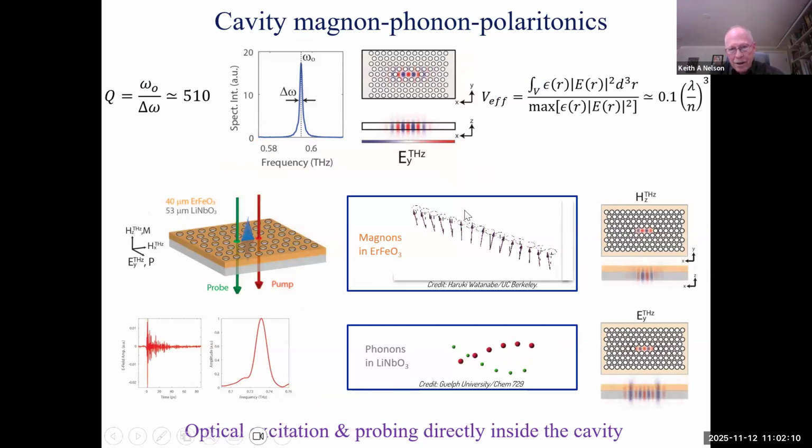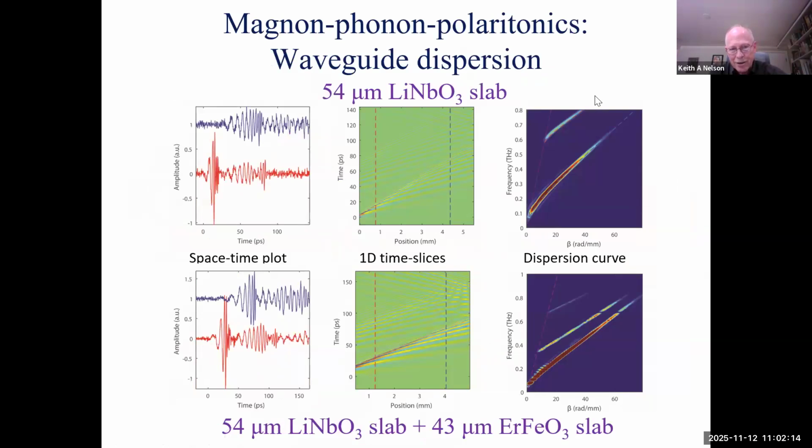And you can see, let me just go to the results. So this is the dispersion that I showed you just a minute ago. This is just a bare lithium niobate slab. This is the hybrid lithium niobate and erbium orthoferrite. And it doesn't look that different. But what's going on right here? Let's look a little closer.